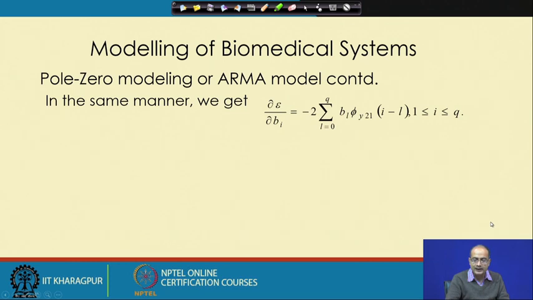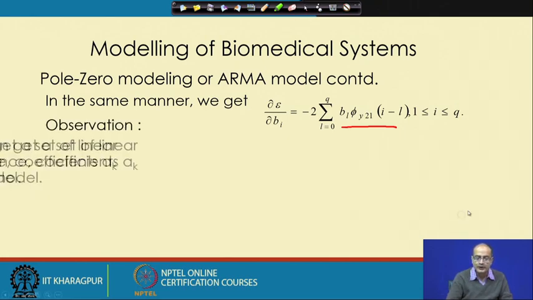Next, in the same manner, we can take the derivative of eta with respect to b_I, and we get the equations in terms of phi_y(2,1). Okay. So, we can give a compact representation, and we get two sets of equations.